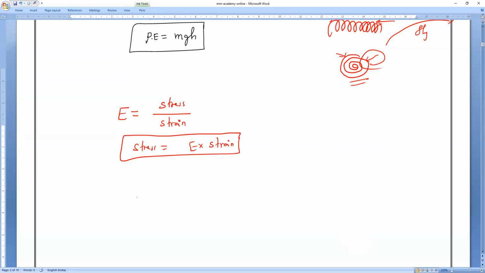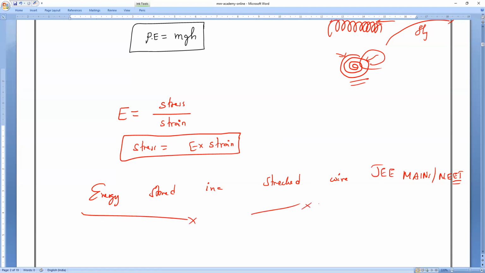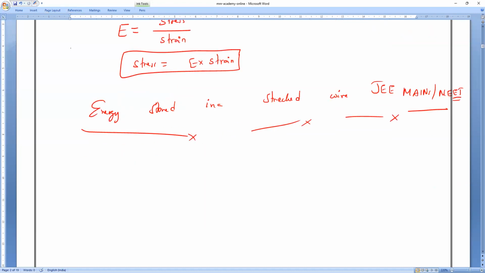Energy stored in a stretched wire. This is also an important concept for JEE as well as NEET. If it is stretched, automatically what energy will be stored? Potential energy or kinetic energy? Since the shape is changing, it is potential energy. Please respond. Potential energy due to the shape and size.